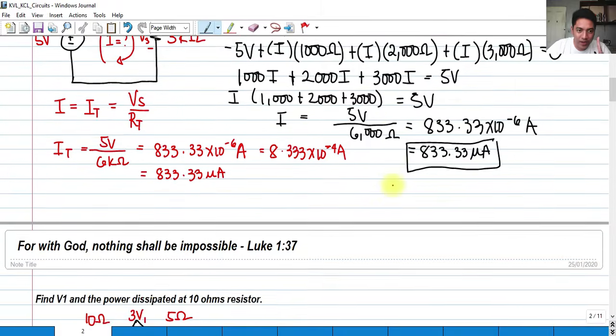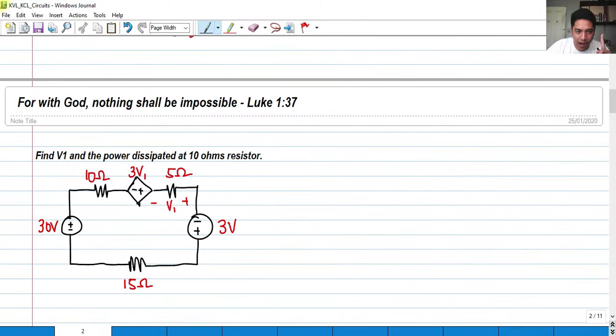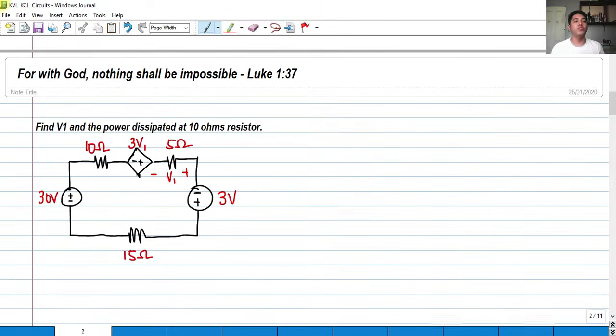Okay, so let's try this last problem. Find V sub 1. V sub 1 is the voltage drop at the 5 ohms, of which the problem has already selected the signs or the polarity for this 5 ohms. So we cannot change that. This is the given. And the power dissipated at the 10 ohm resistor. What is the power dissipated by this 10 ohm resistor?